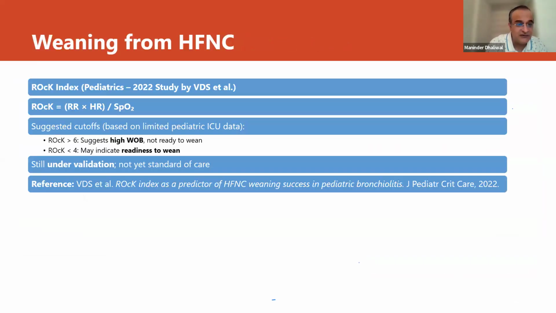Then comes weaning from HFNC. There are certain criteria you should be aware of, like the ROX index, which is there in case of pediatrics, where the respiratory rate into heart rate divided by saturation. If it is more than 6, that means the patient is not ready to wean. And if it is less than 4, it may indicate readiness to wean. This is still under validation, not yet the standard of care. I'm just telling you that you can do this. If there's a high respiratory rate and a high heart rate, the index is more. If respiratory rate and heart rate are less, then the index would be less. This is just to tell you the logic behind this index.